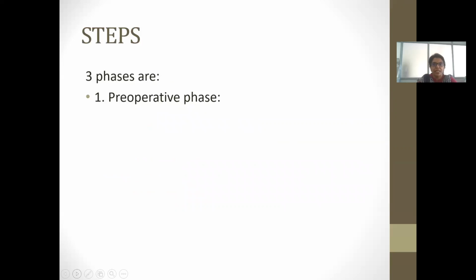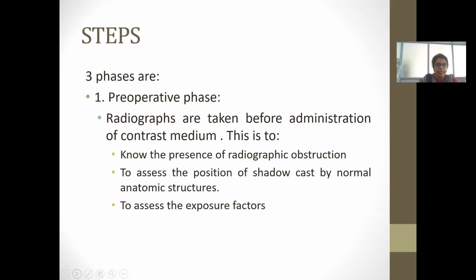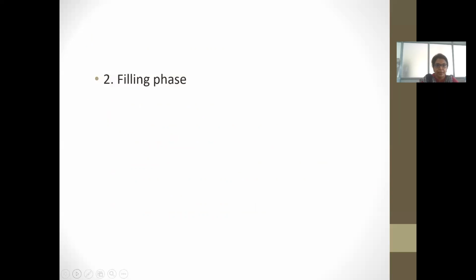So what are the steps in sialographic procedures? There are three phases. The first is the pre-operative phase. In the pre-operative phase, radiographs are taken before the administration of contrast medium. This is to know the presence of radiographic obstruction, to assess the position of shadows caused by normal anatomic structures, and to assess the exposure factors. So for these three reasons, we take a pre-operative radiograph. That is the first phase in the sialographic technique.